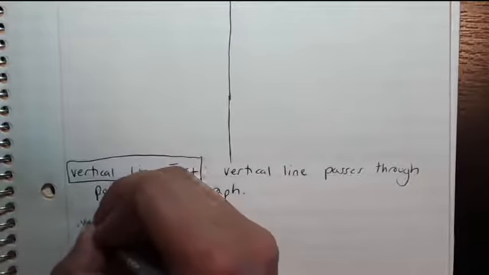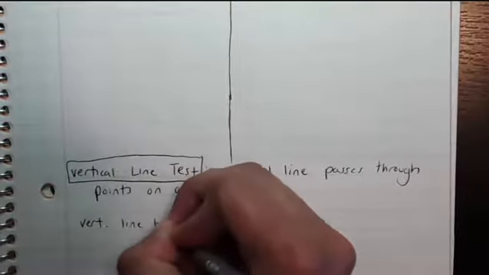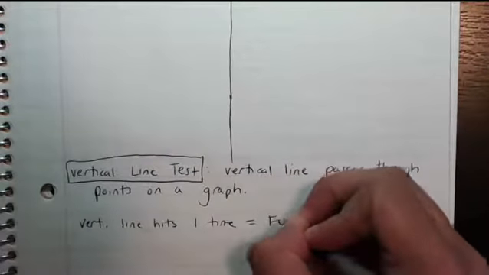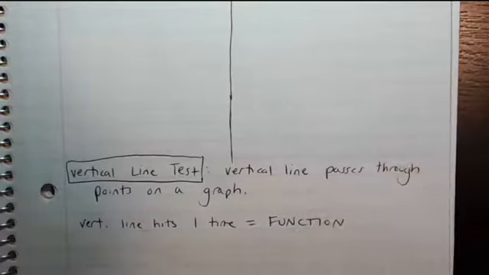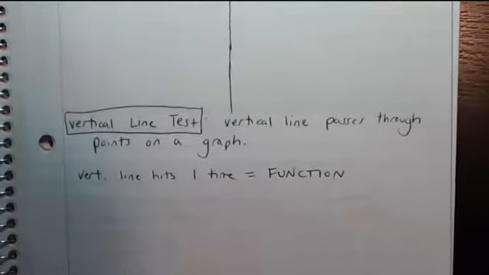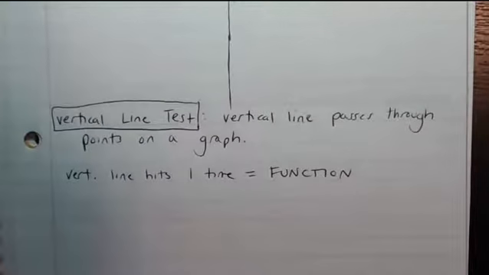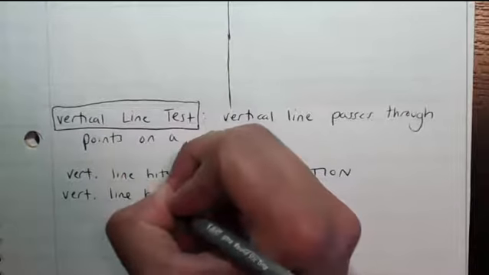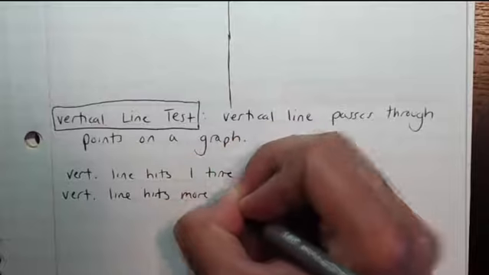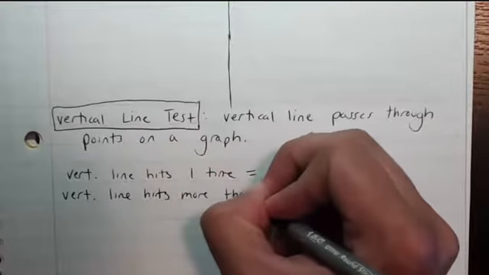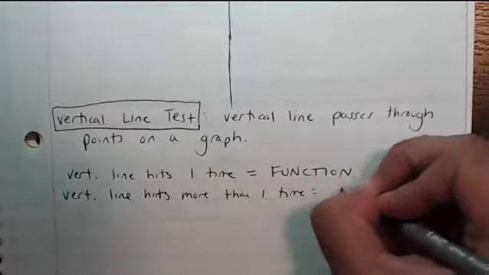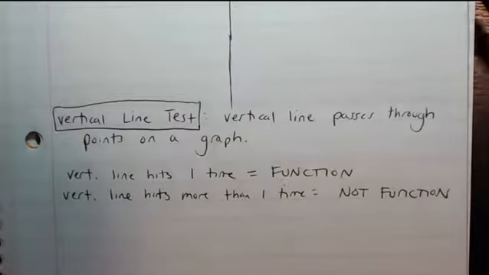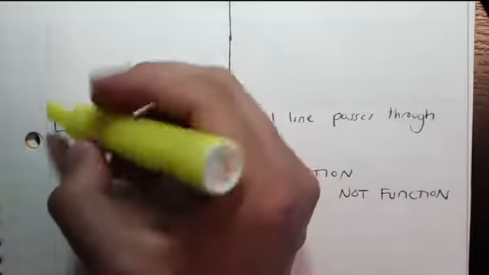And if that vertical line hits it one time, that means it's a function, and we're going to show you some examples in a second. And if that vertical line hits more than one time, it is not a function. So that's huge to remember.